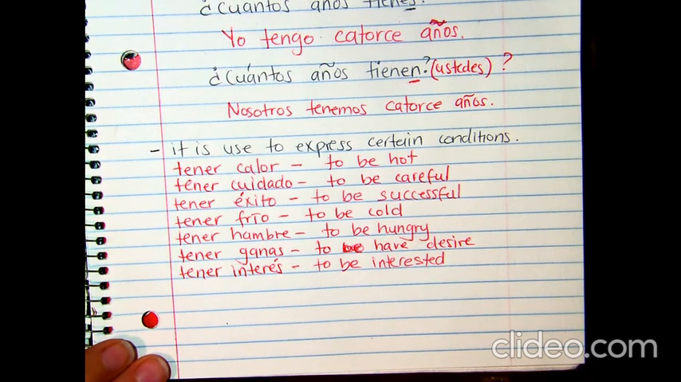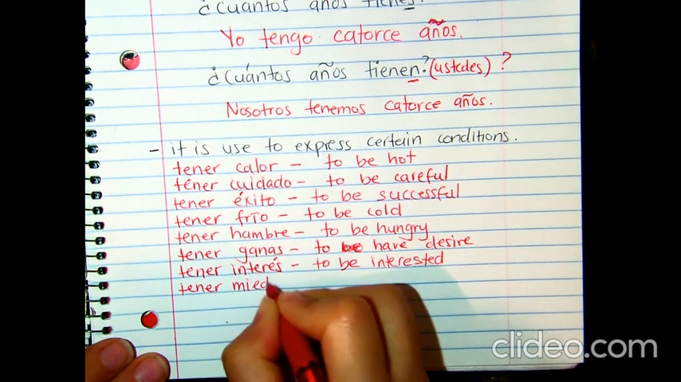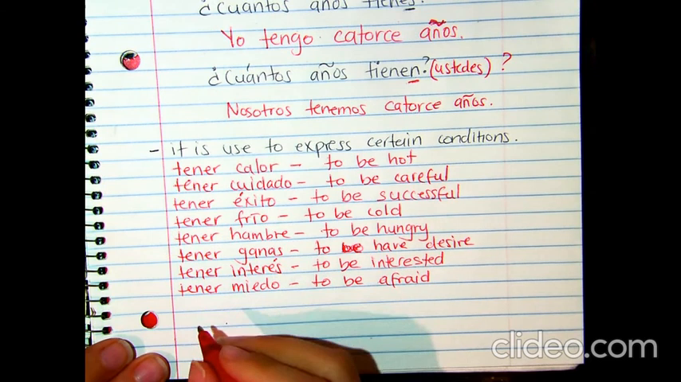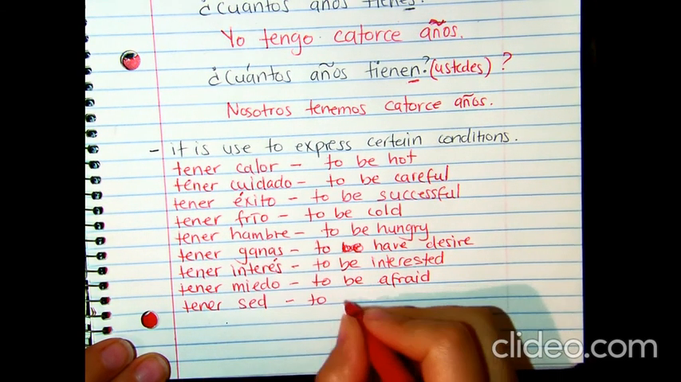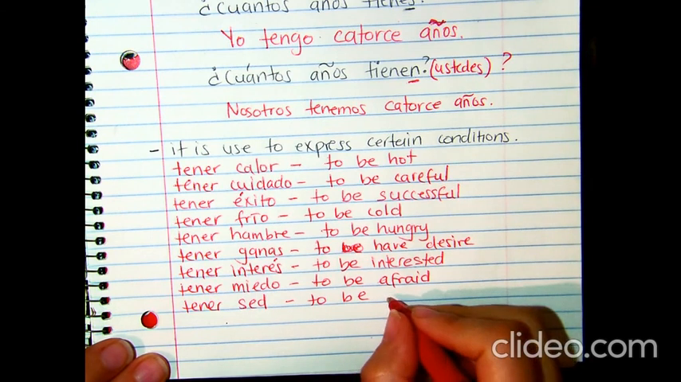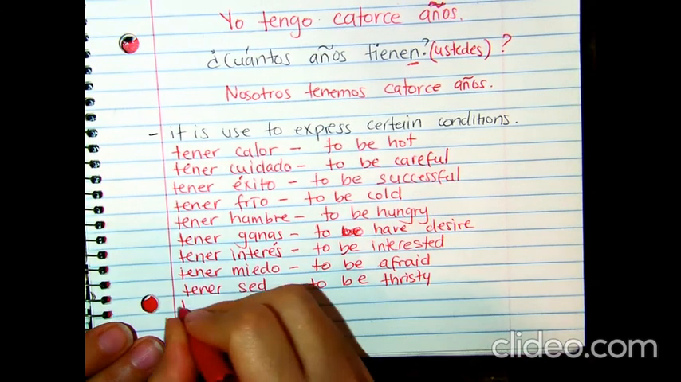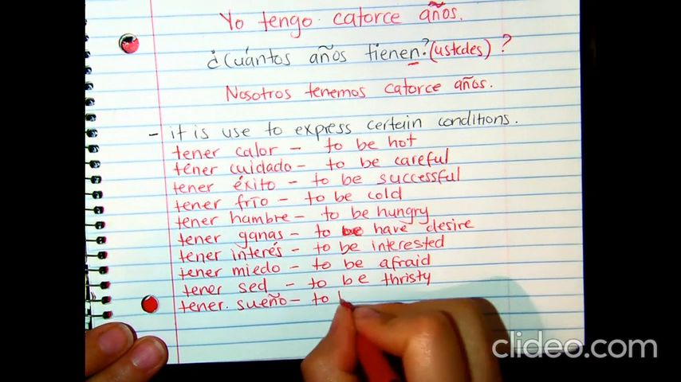I have interest, or I am interested in math. Yo tengo interés en las matemáticas. An example. Okay? Tener miedo, to be afraid. Tener sed, to be thirsty. Tener sueño, to be sleepy.